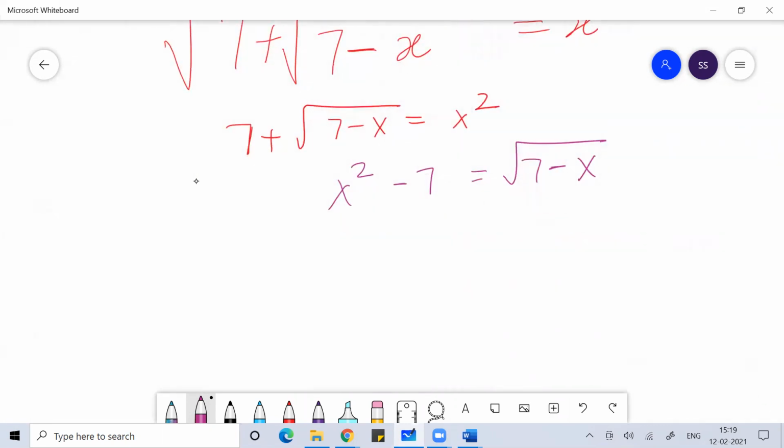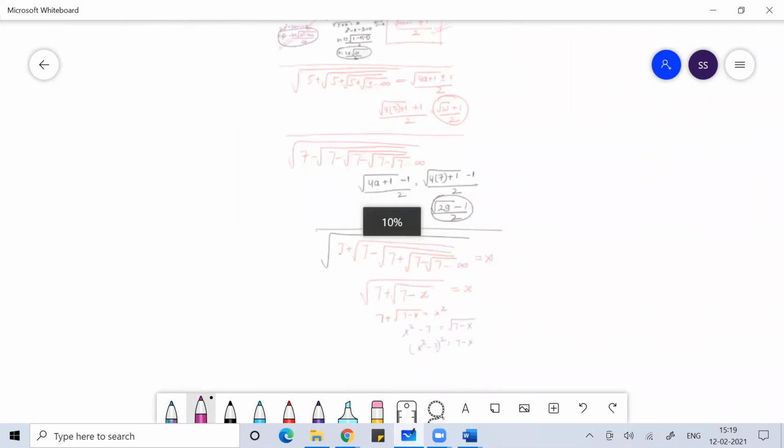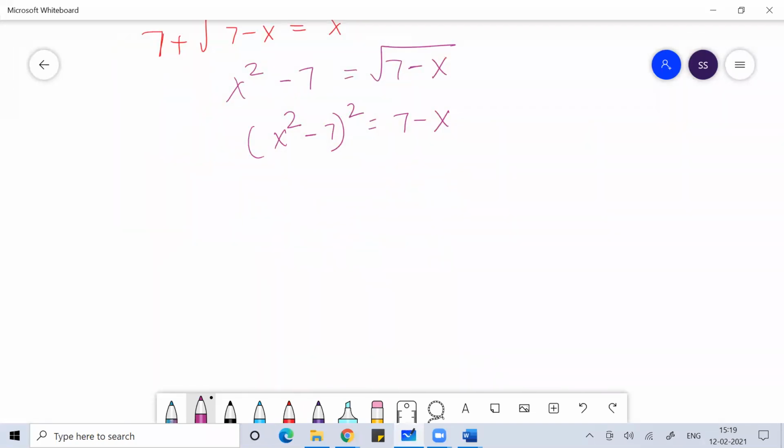Then if I do squaring on both sides, I think everyone knows a minus b whole square. So you get x to the power 4. What is a minus b whole square? A minus b whole square is a square plus b square minus 2ab, is equal to 7 minus x.